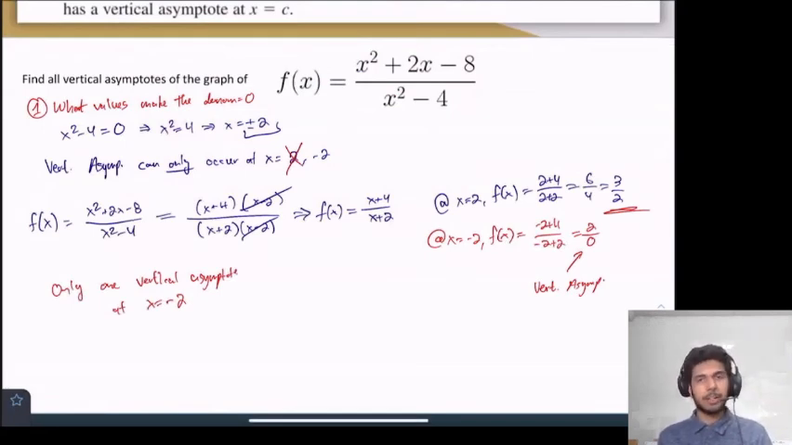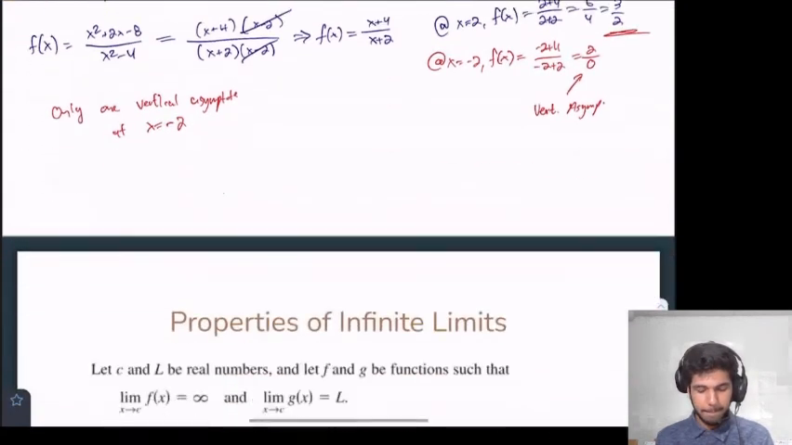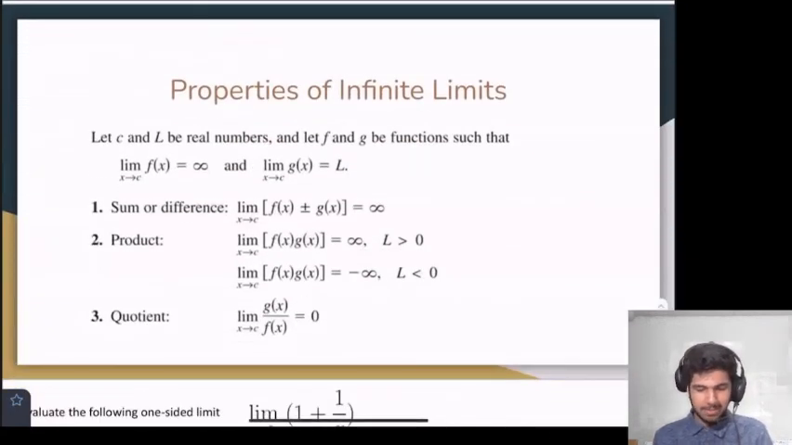So we do need to be careful. Even though there might be multiple values such that the original expression has a 0 in its denominator, we have to be careful that we can't simplify it. And when we do simplify it, we need to make sure we're simplifying all the way. Alright, a couple more slides and then we'll be done for today.